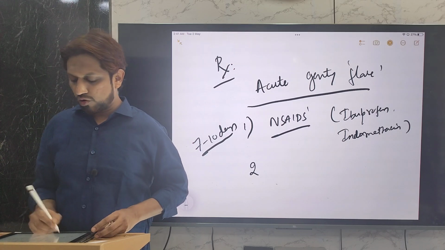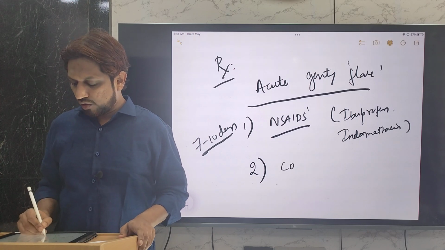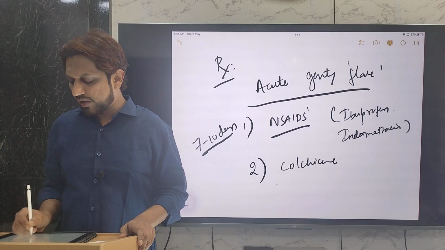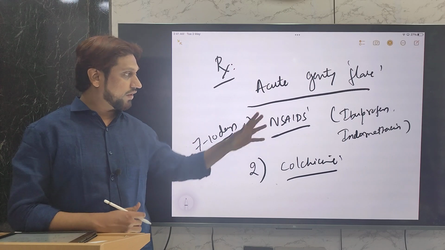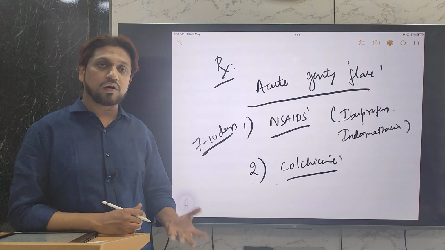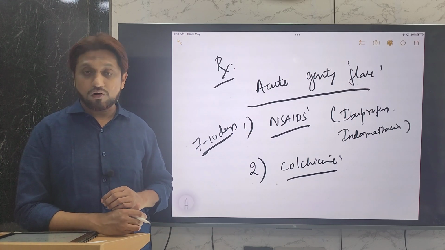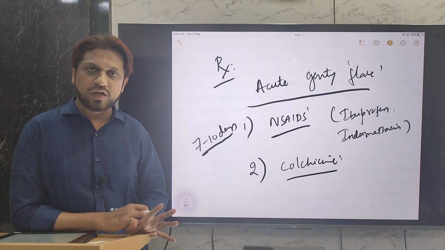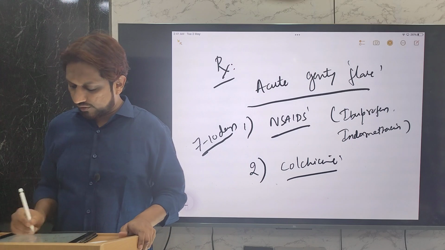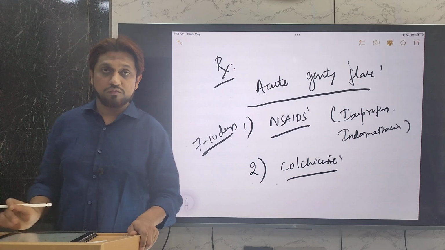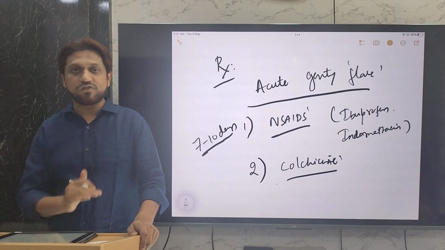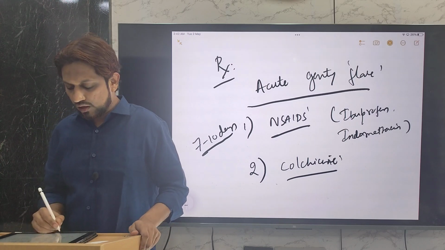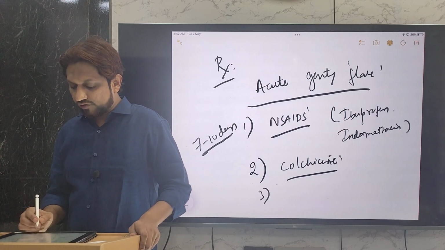Along with this, there is one more drug which is known as colchicine. Remember, aspirin is an NSAID, but we should avoid aspirin because aspirin itself will cause hyperuricemia. This colchicine should be given within 48 hours. It is also an anti-inflammatory drug. The exact mechanism we'll discuss in the next video, how colchicine is helpful in reducing the inflammation in gouty arthritis or the gouty flare.